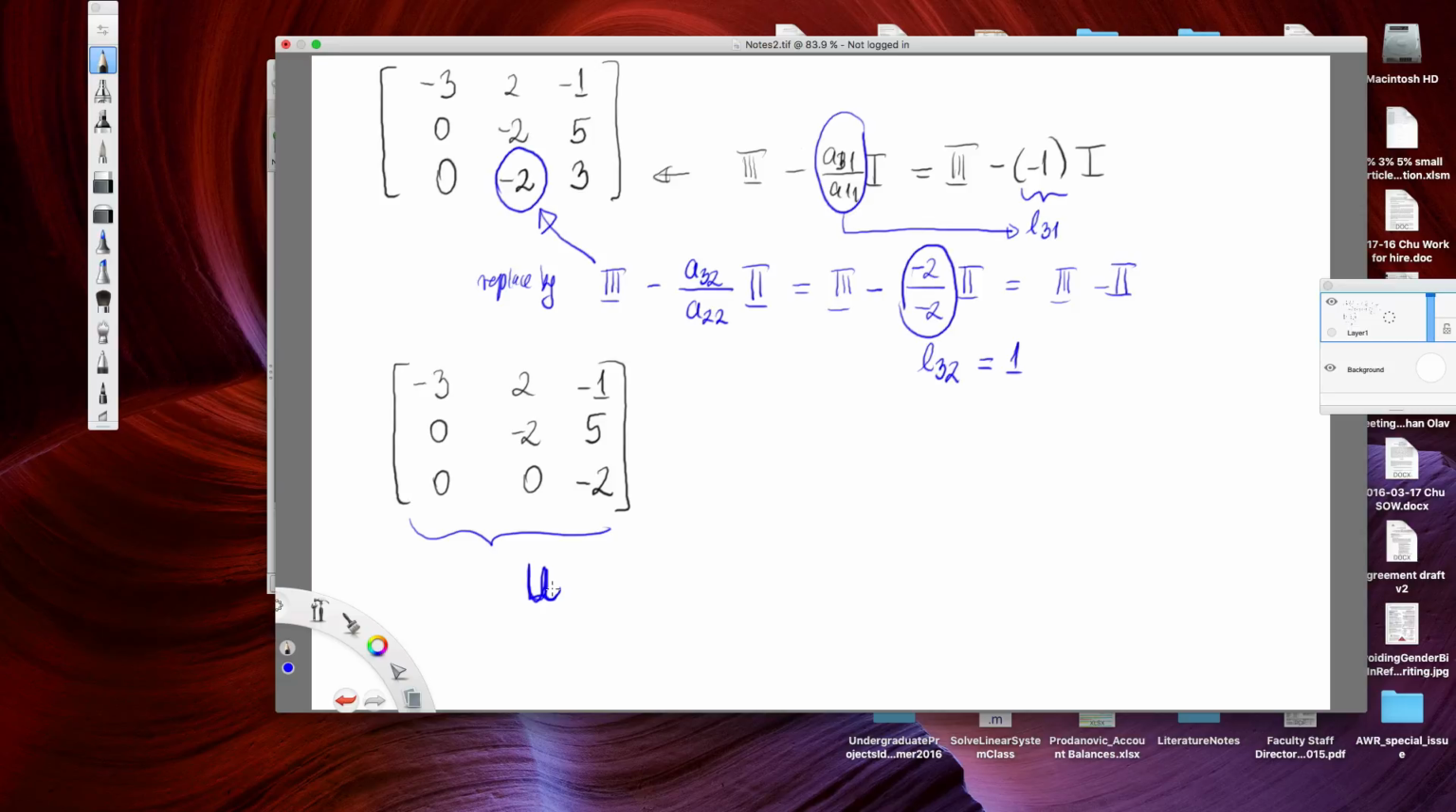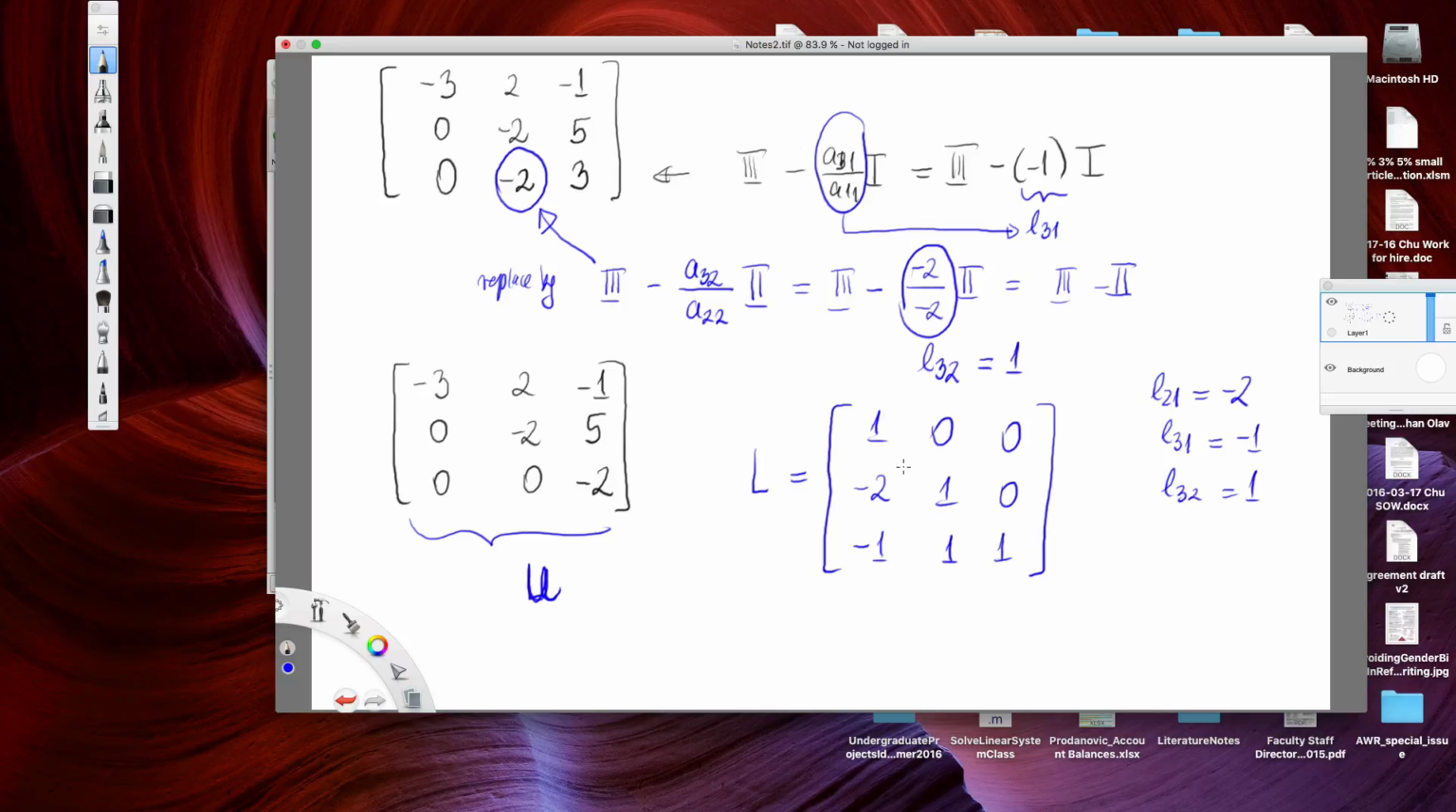And my lower triangular matrix, L, has these coefficients. L21 is minus 2, L31 is minus 1, L32 is 1. I'm going to place them precisely in those positions: minus 2, minus 1, 1. I'm going to place 1s on the diagonal, and that gives me my lower triangular matrix.